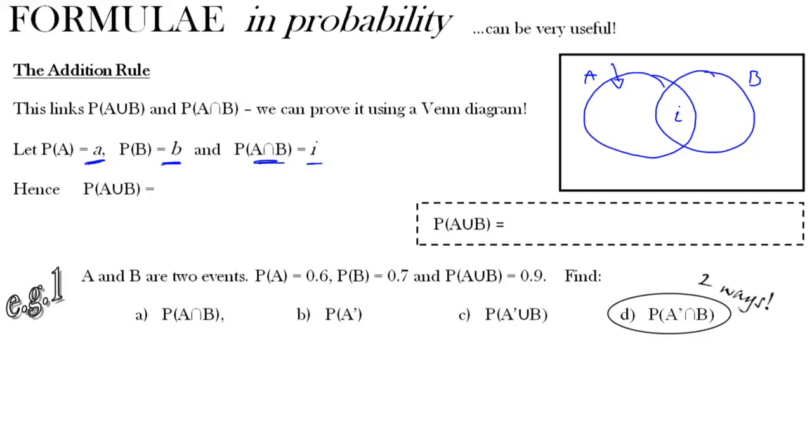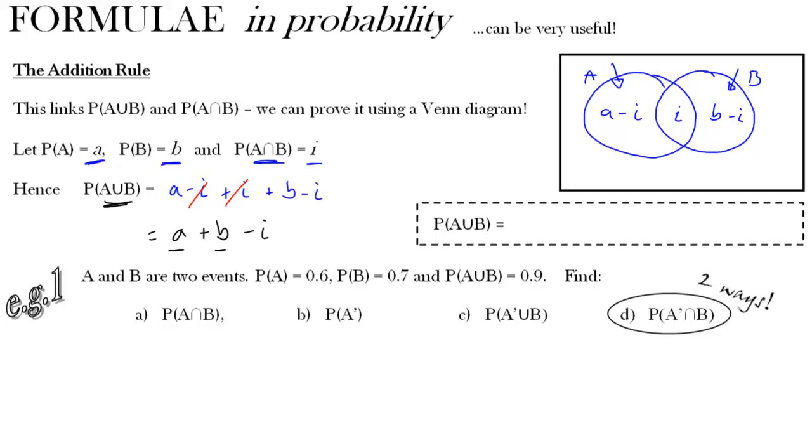If you consider this region, the whole of A is little a, so this bit here must be little a minus the intersection. In the same way, this area is little b minus I. So if we want the union of A and B, that's everything within A or B or the overlap, we add together those three regions: a minus I is the first region, I is the second region, and b minus I is the third one. When we tidy that up, we're left with a plus b minus I.